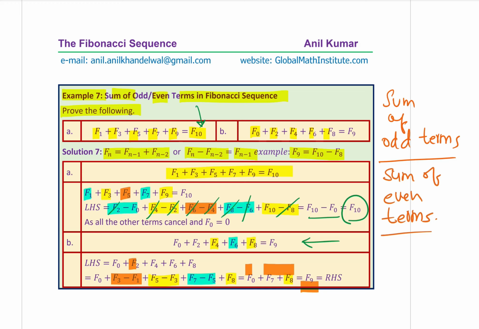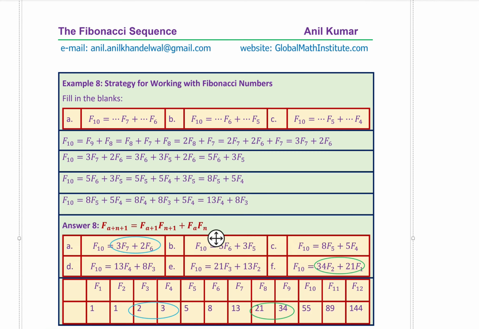So you see there are two different strategies with which we work, and so you can get any question related to this topic very easily. Now let's look into more of such algebraic simplifications. Now here we have a question which says, again, a strategy for working with Fibonacci numbers.